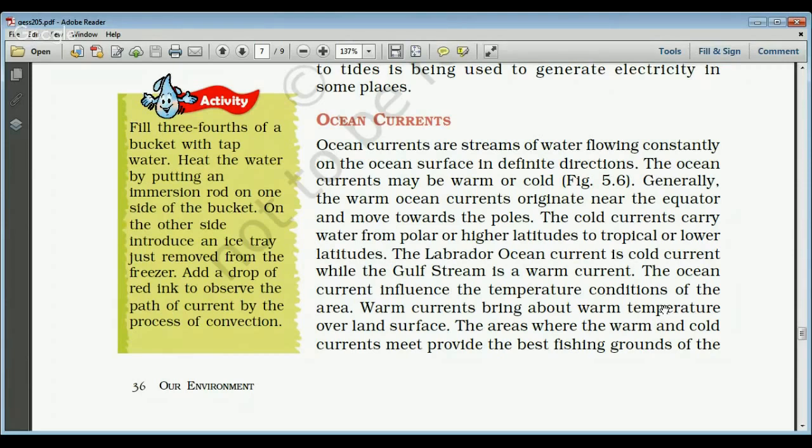The Labrador ocean current is actually a cold current, and the Gulf Stream is a warm current. These two currents are found in the North Atlantic Ocean. Labrador is cold and Gulf Stream is warm, and both types of current are found in the North Atlantic Ocean.